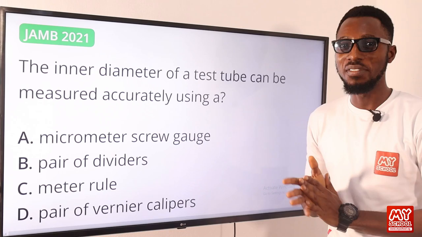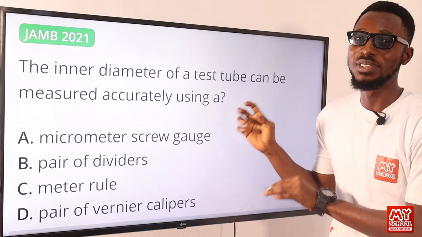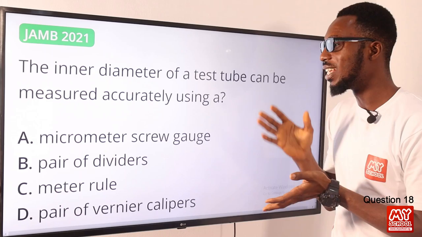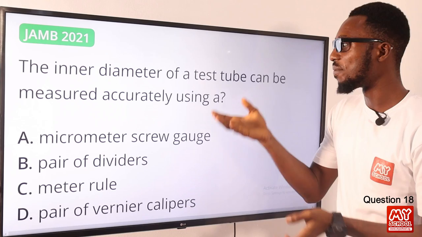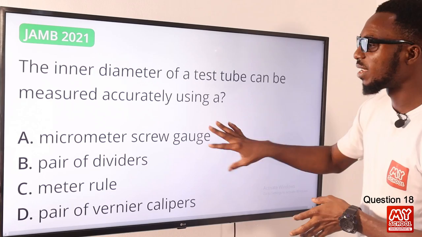So join me as I solve question 18. The inner diameter of a test tube can be measured accurately using a pair of vernier calipers. The external diameter of a test tube, this is where it comes in, diameter of a rod, of course, this as well. Micrometer screw gauge, you can talk about maybe thickness of a paper, diameter of a wire.